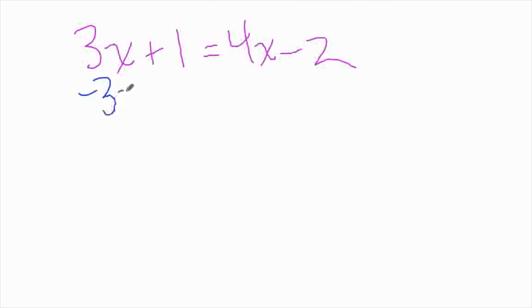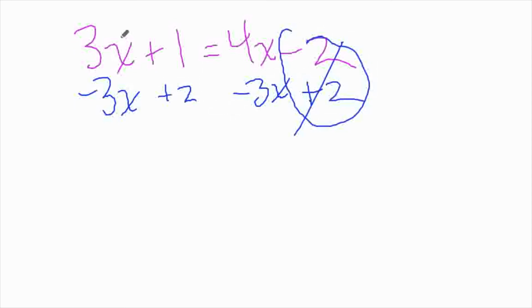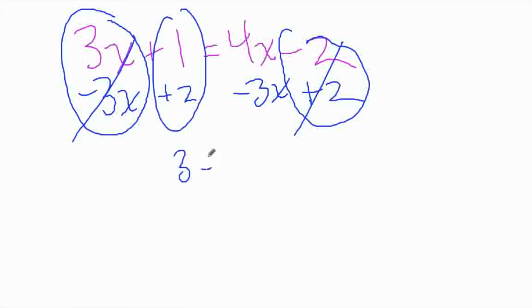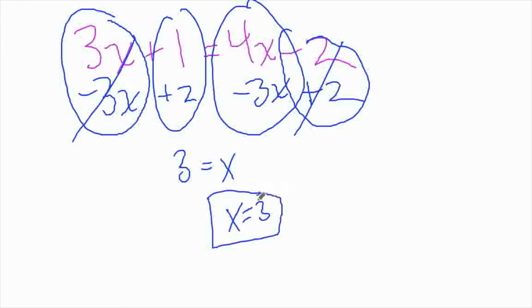Let's subtract 3x from both sides, and let's add 2 to both sides. So these guys kill each other, these guys kill each other. We've got a 3 here left over, and we have a single x left over on the other side. So the solution is 3.